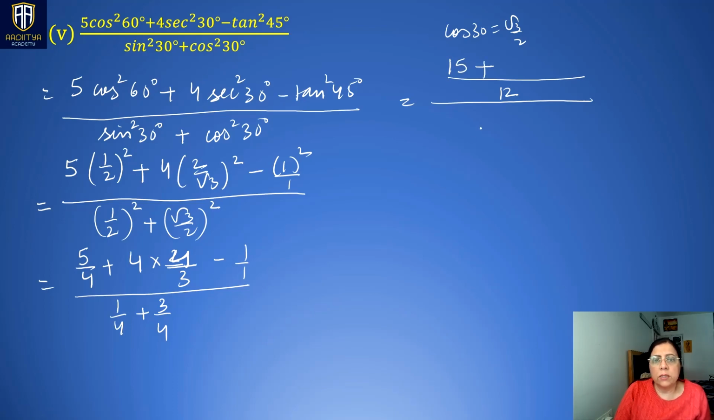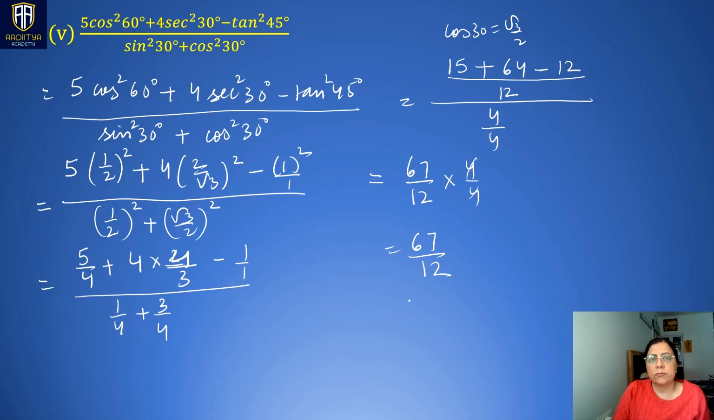12 divided by 3 is 4. 4 multiplied by 16 is 64. Then we have minus 12 multiplied by 1 is 12. In the denominator we have 4 divided by 4. So now this is 67 by 12 divided by 4 by 4, or multiplied by 4 by 4. So this is 67 by 12.